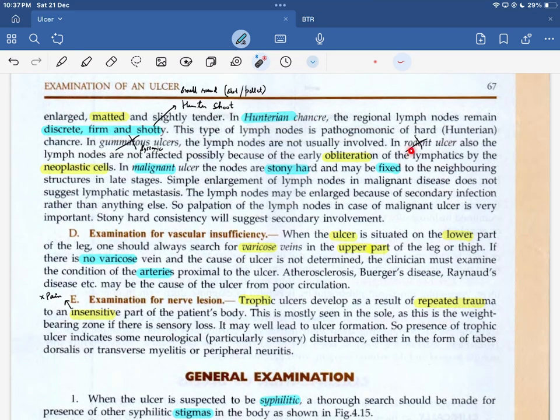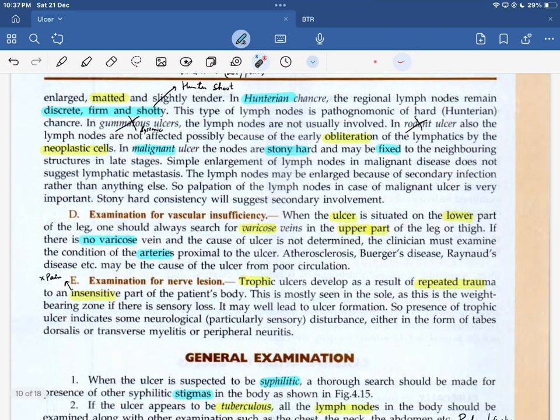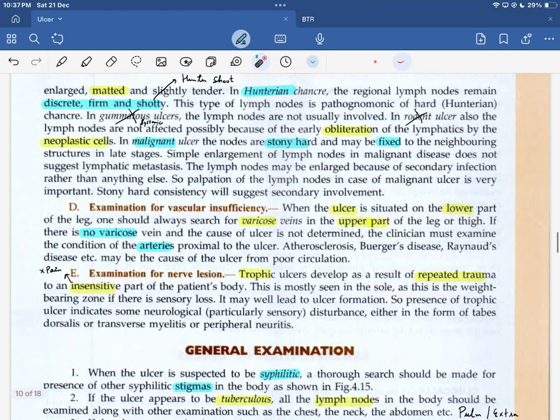And the rodent ulcer is obviously non-invasive. It just stays in its place. It doesn't even metastasize, so there is no lymph node involvement. And why is that? There is early obliteration of the lymphatics. Like literally, the cute mouse we saw gnawed away at the lymphatics also. So there's obliteration by the neoplastic cells, so it's not going to transport here and there.